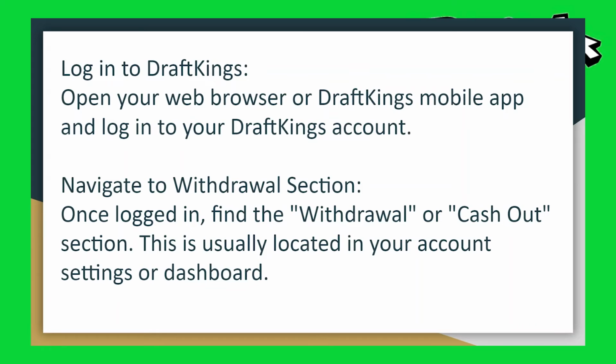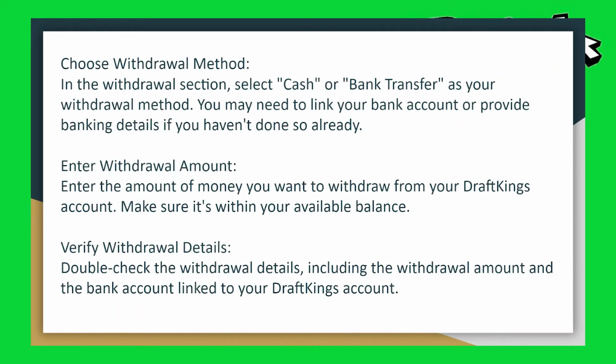Open your web browser or Draftkings mobile app and log into your Draftkings account. Once logged in, find the withdrawal or cash out section. This is usually located in your account settings or dashboard. In the withdrawal section, select cash or bank transfer as your withdrawal method.